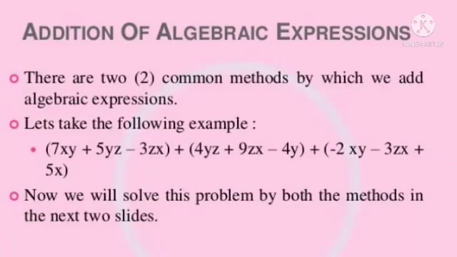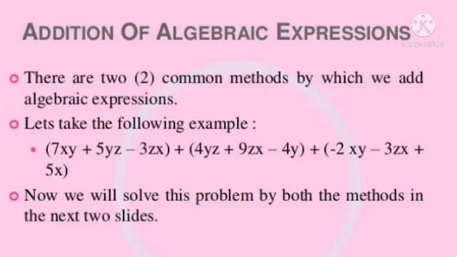Addition of algebraic expressions. There are two common methods by which we add algebraic expressions. We will study one of them. Let's take the following example. 7xy plus 5yz minus 3zx, plus in the bracket 4yz plus 9zx minus 4y, plus in the bracket minus 2xy minus 3zx plus 5x.